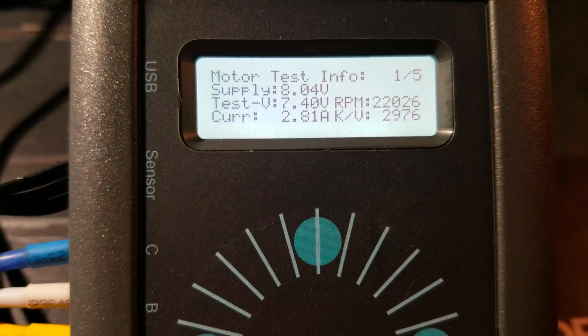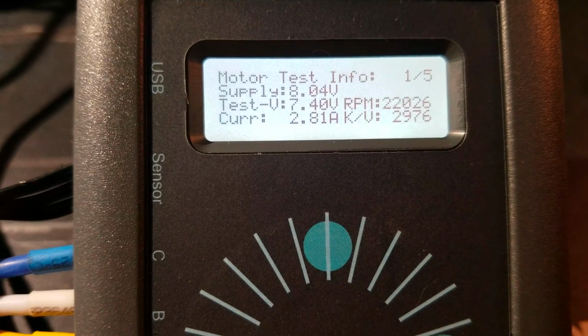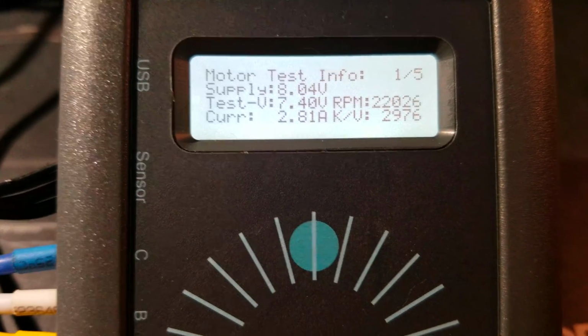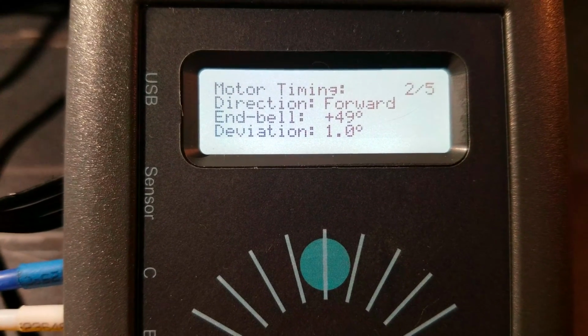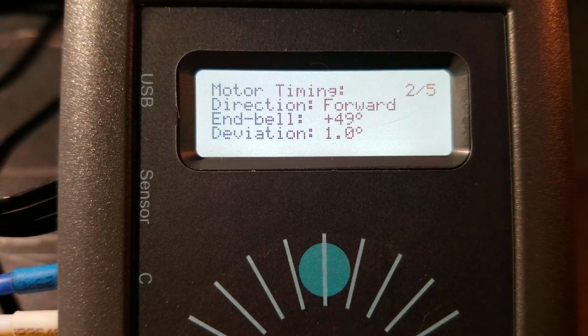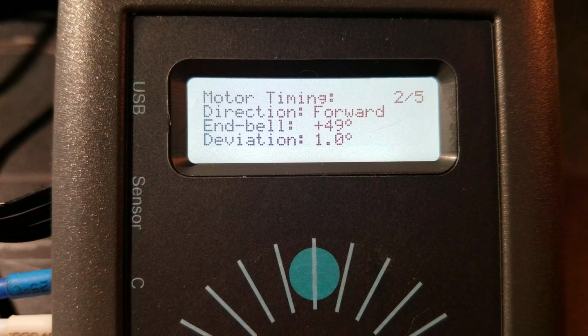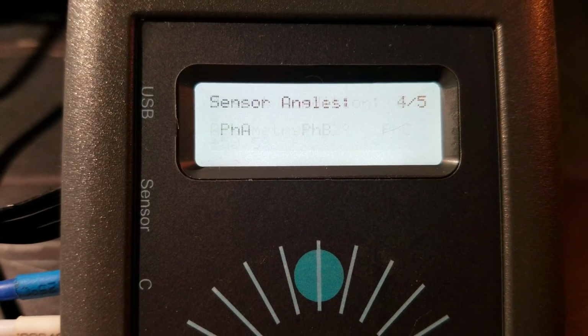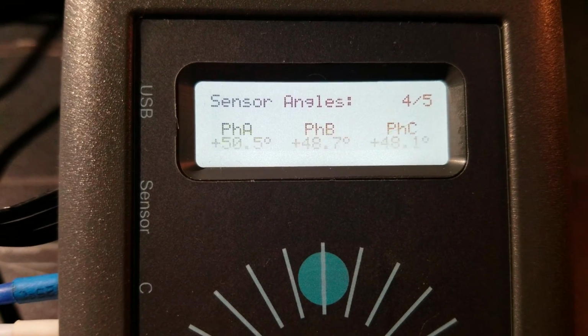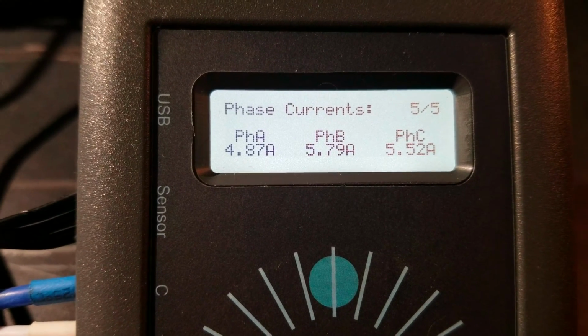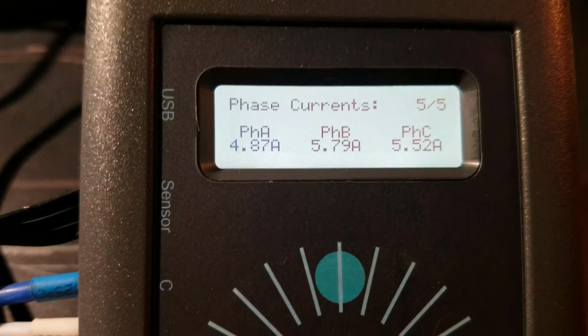All right, this thing comes off at 2976 kV at 22,000 RPM. It's pretty darn good numbers there. 49 degrees of timing. I have it set to about 46 on the can, 2 on the asymmetry. Yeah, looking pretty good on the angles. It's not too bad. And just under 6 there for the amperage.